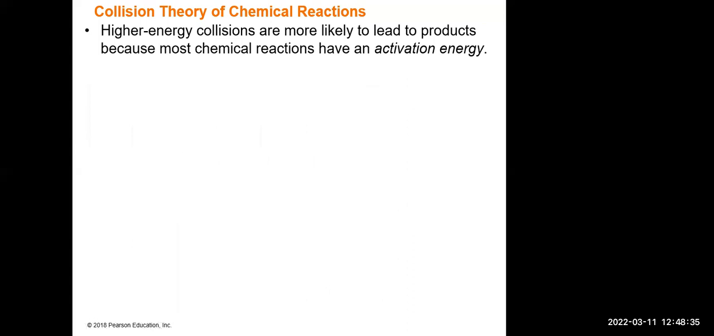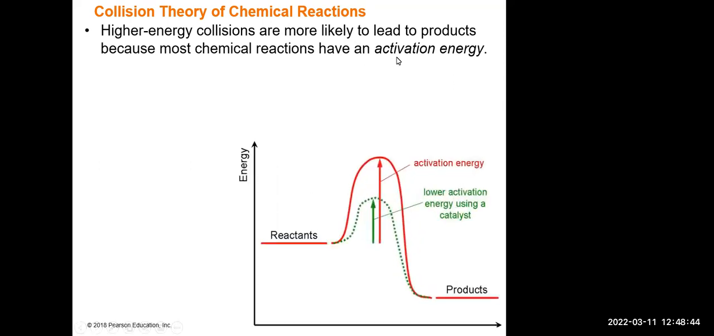High energy collisions are more likely to lead to products because most chemical reactions have an activation energy. This activation energy, referring to the red arrow or green arrow, is the energy difference between the reactants and what is called the transition state. So this is called the activation energy. It's kind of a mountain or a barrier between the reactant and product.